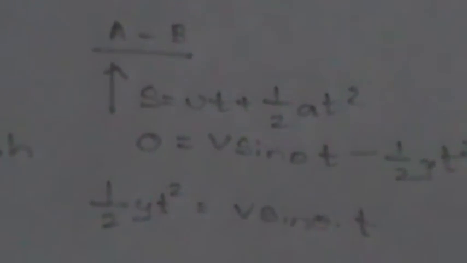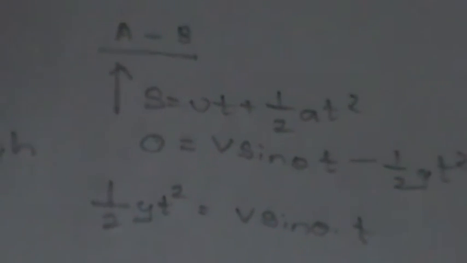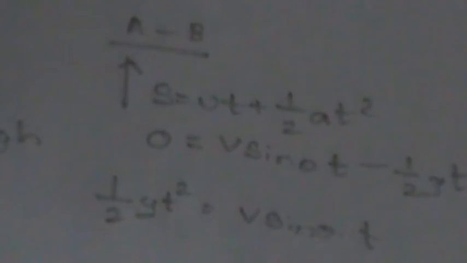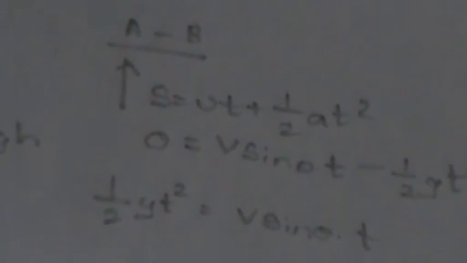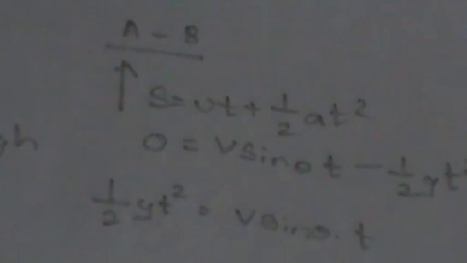Now t is not equal to 0, because t equal to 0 means the object is still at the position A. I am considering the object's motion from A to B, so the final time t should be the object's time at B. Since t is not equal to 0, you can cancel one t, and cross multiplying, t equals 2 times v sine theta by g.